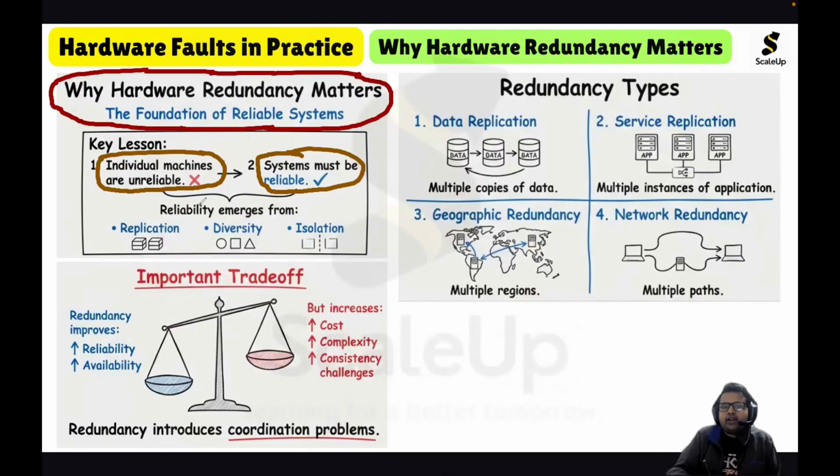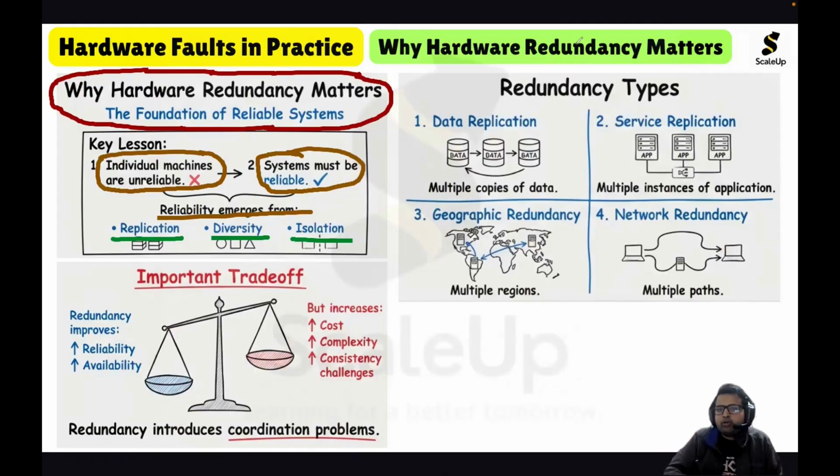We can get reliability from replication, diversity, and isolation. Replication means redundancy. Diversity means using different components; for example, if we are using disks, we should use disks from different manufacturers. Isolation means the system should be modular, so that every component is responsible for accomplishing a certain task. They should not be tightly coupled.